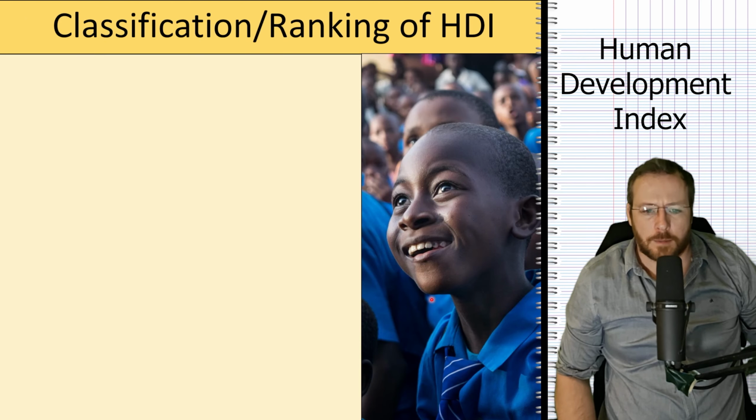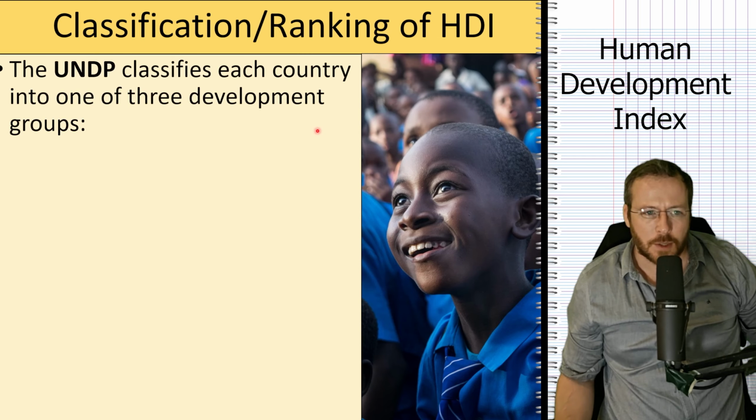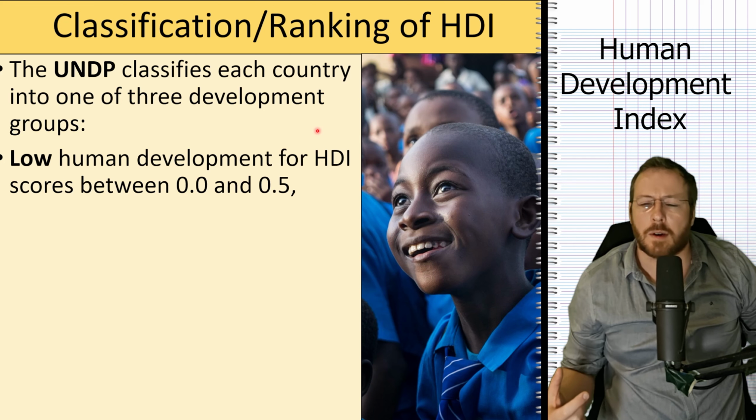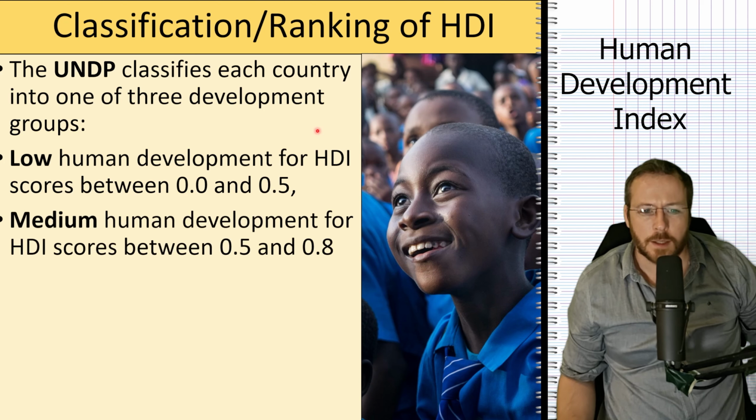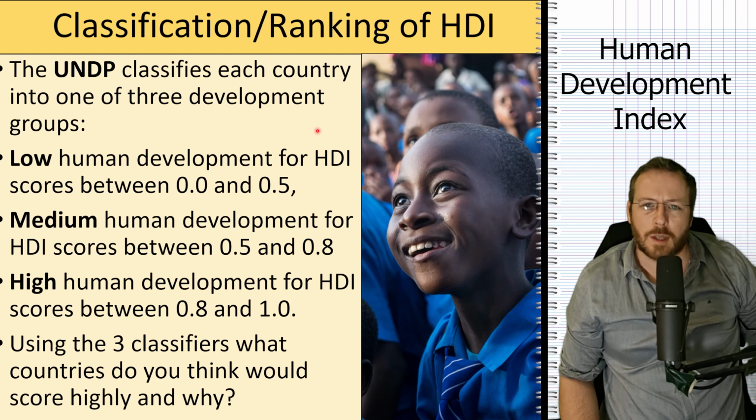All right, moving forward. There are 3 classifications for HDI, and it's just very simple numbers. The value is between 0 and 1. If your rating is between 0 and 0.5, you're considered to have a low human development. 0.5 to 0.8, we're looking at a medium human development, and 0.8 plus, looking at high human development. Which countries do you think would score the highest for this and why? Let's take a guess. Let me show you.